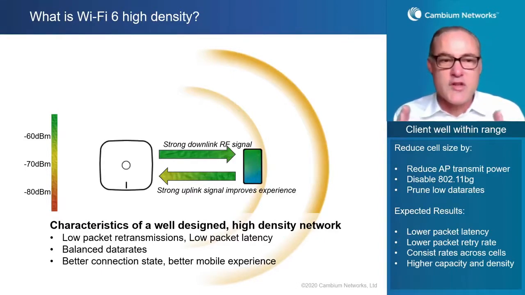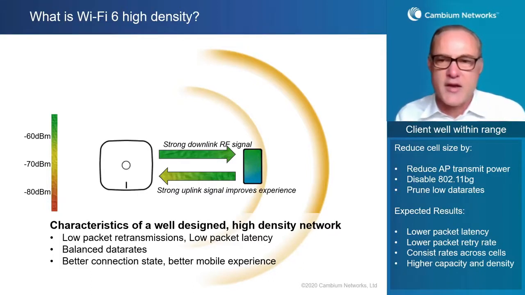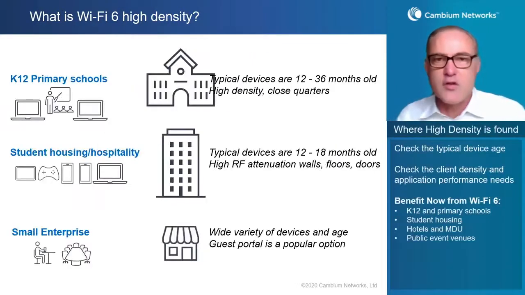Now, as network density and device density increase, Wi-Fi 6 can have a real big impact. So let's take a look at some of the markets that might be impacted by this. Well, K through 12 schools, definitely impacted. They have devices that are fairly new, 12 to 36 months old, and tend to be pretty good devices. But those are high density close quarters, and definitely benefit from Wi-Fi 6 high density.